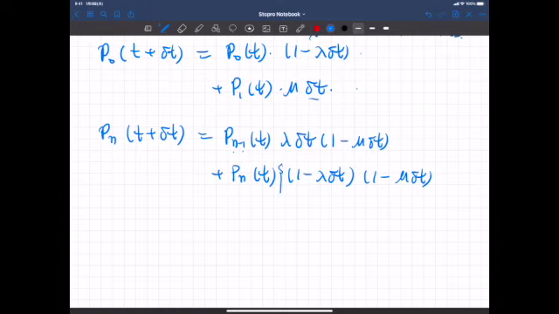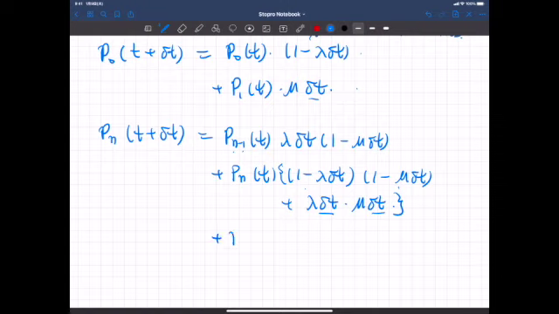Actually, there could be another scenario. Let's see. One customer arrives and one customer leaves at the same time, during delta t. Okay, so these two possibilities can be considered.